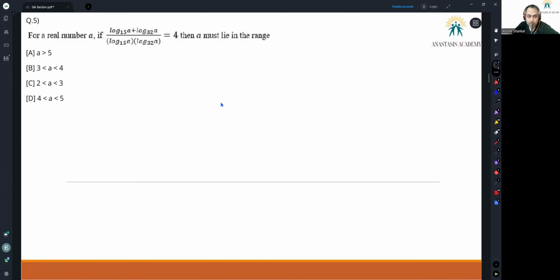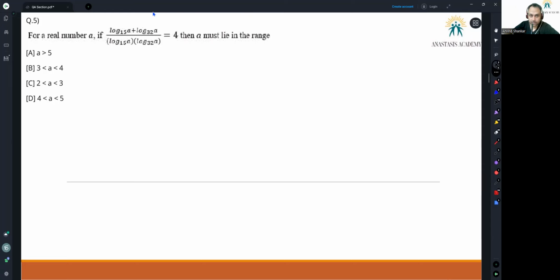For a real number A, if log A to the base 15 plus log A to the base 32 divided by log A to the base 15 multiplied by log A to the base 32 is equal to 4, then A must lie in the range. Okay. For this question, a good starting point should be, see, the base in the logarithm is not same, but the number at the top is the same. Simply let's take reciprocal of everything. Our life would be simpler.